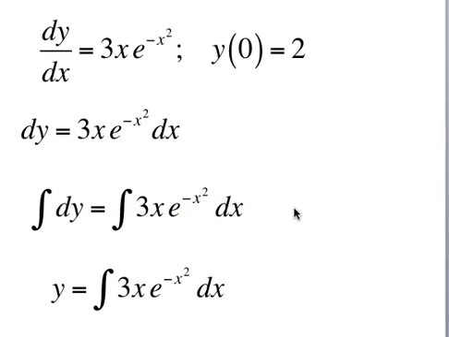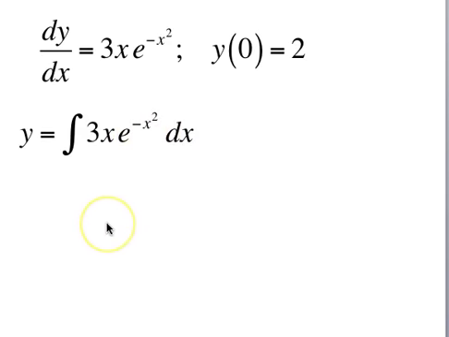So let's go ahead and take that first integral. The integral of dy is y. Now we have y equals the integral of 3x e to the negative x squared dx, and y(0) is 2. So when x is 0, y is 2. Keep that in mind. So to do this, we're going to need to do a U-substitution. U is negative x squared.